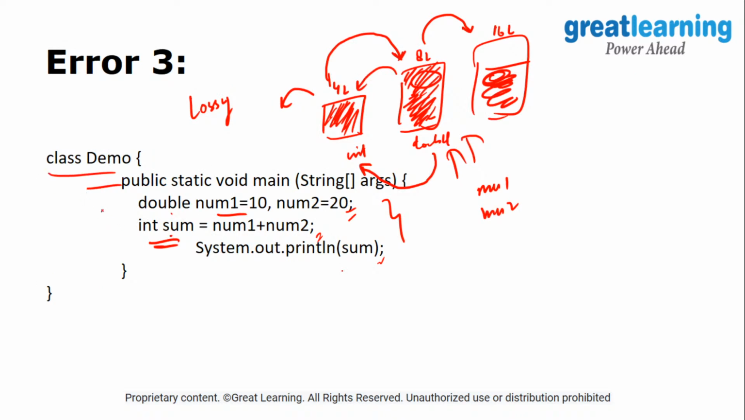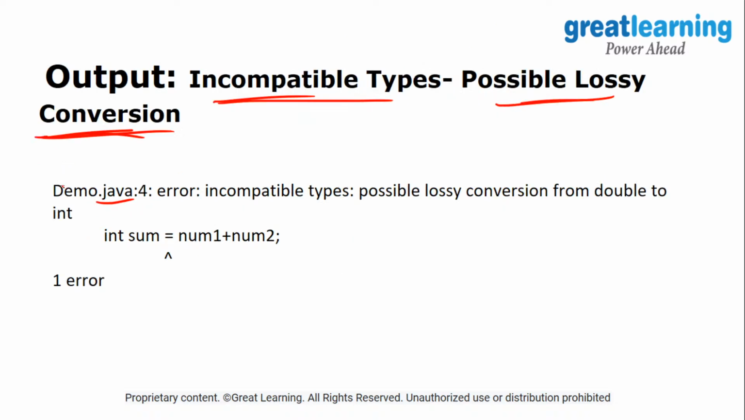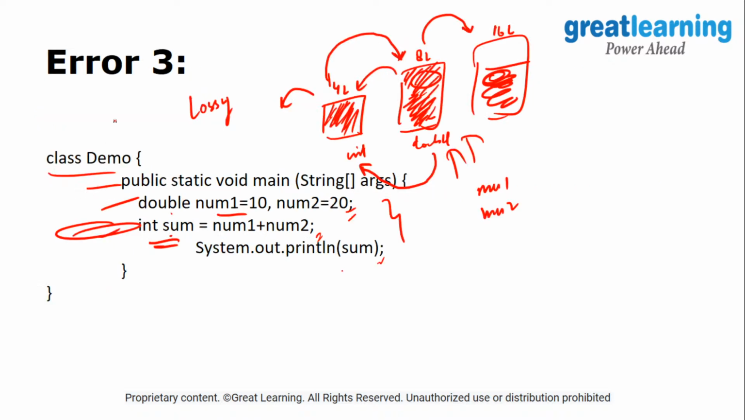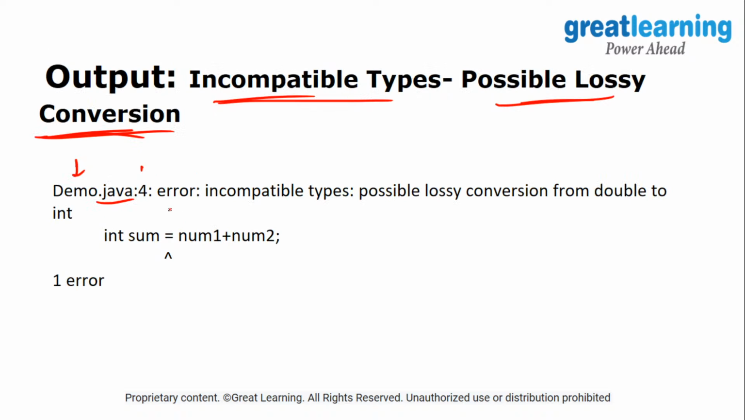You see 1, 2, 3 and 4. You will also get the line number when you talk about errors. This is the name of the file, demo.java. The class name is demo, and when you save it as demo.java and try to run this program, it throws an error. It says incompatible types, possible lossy conversion from double to integer. Then you get to know what is happening: these two are double and we are trying to convert them into an integer.